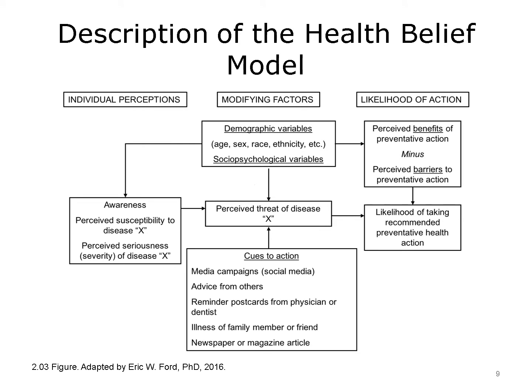So let's take a longer look at this model presented here as a flowchart. And let's move from left to right here. Individual perceptions are on the left, and these perceptions really depend on people's awareness of two elements: number one, their susceptibility to a disease, and two, how serious they think that disease is.